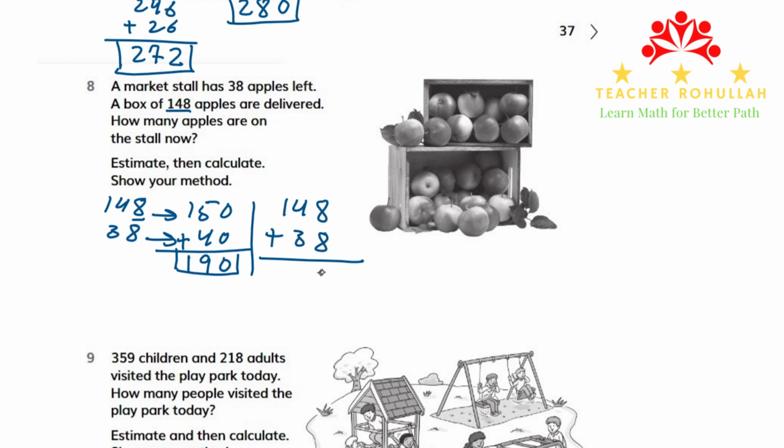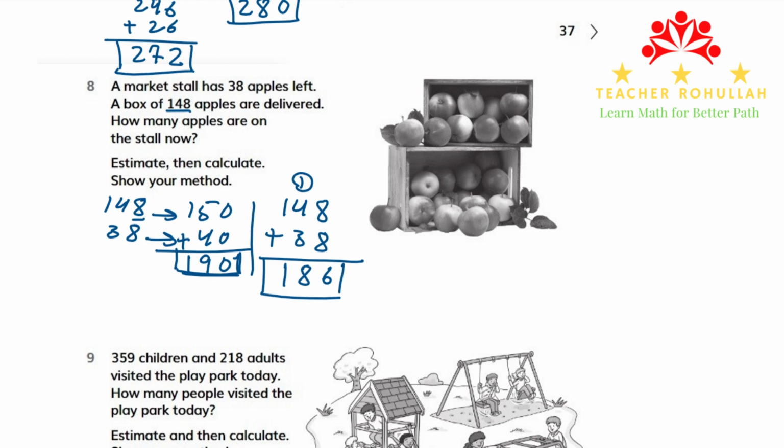So 8 plus 8 is 16. We regroup 1 above the tens place. 4 plus 3 is 7, and 7 plus 1 is 8, and 1 plus nothing is 1. So the actual or the exact sum is 186, which is very close to the estimated answer, which is 190.